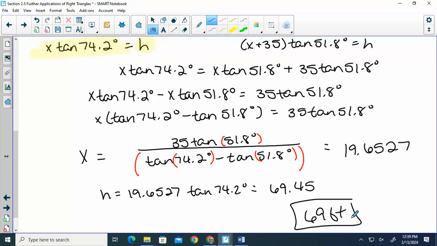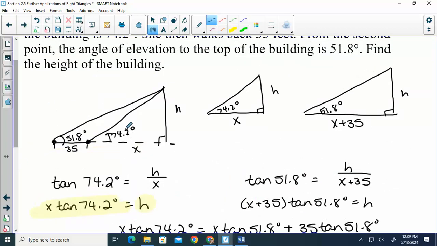So there's only one like this on your homework, but it does take a little more work. You have to set up the tangent for both triangles and then work from there. So you found this hypotenuse. The only problem is this triangle is not a right triangle, so we can't only use that one.